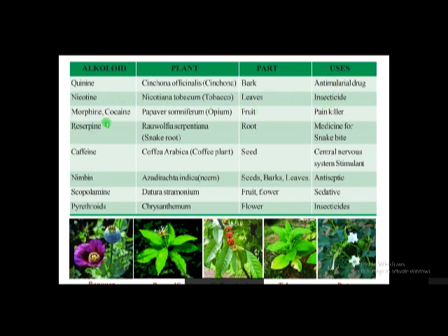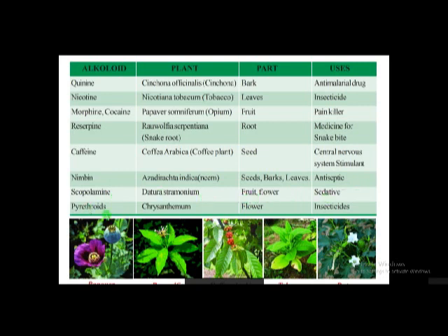And morphine, cocaine, present in opium fruit, used as painkiller. Reserpine is present in Rauwolfia serpentina, available in the root, and it is used as medicine for snake bite. Caffeine, available in Coffea arabica seeds, and its use is central nervous system stimulation. Nimbin is present in the neem plant, in seeds, bark, and leaves. It is used as antiseptic. And scopolamine is present in the datura plant, available in fruit and flower. It is used as sedative.